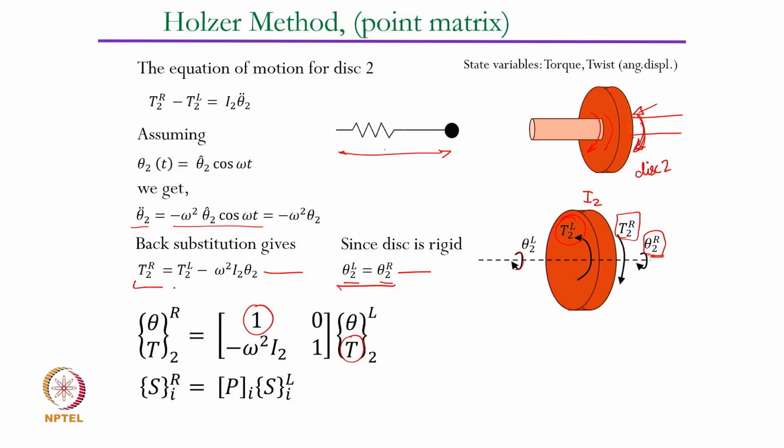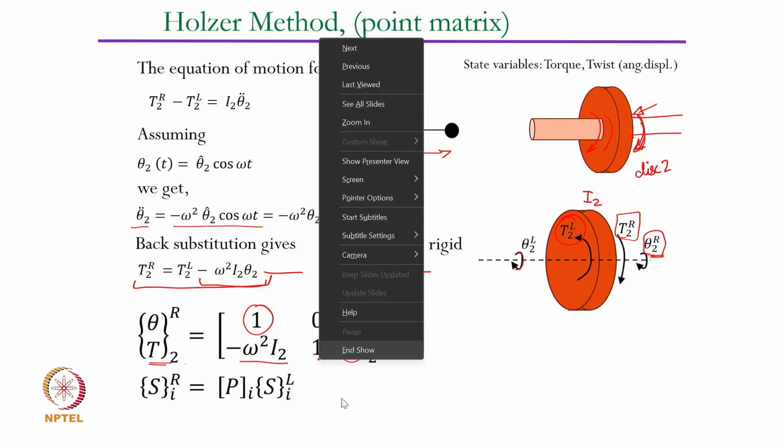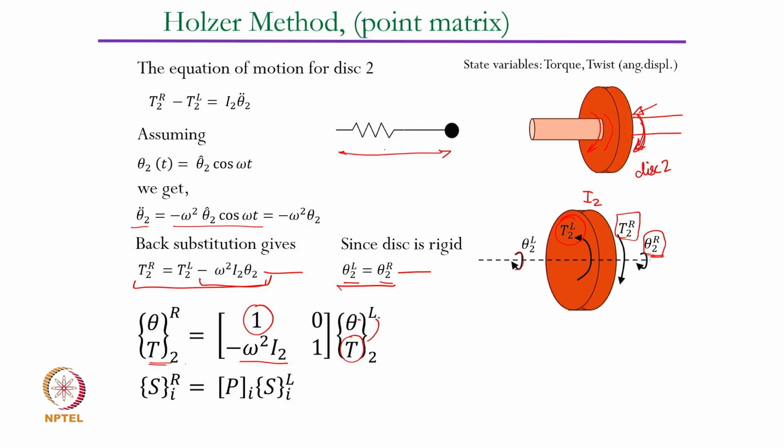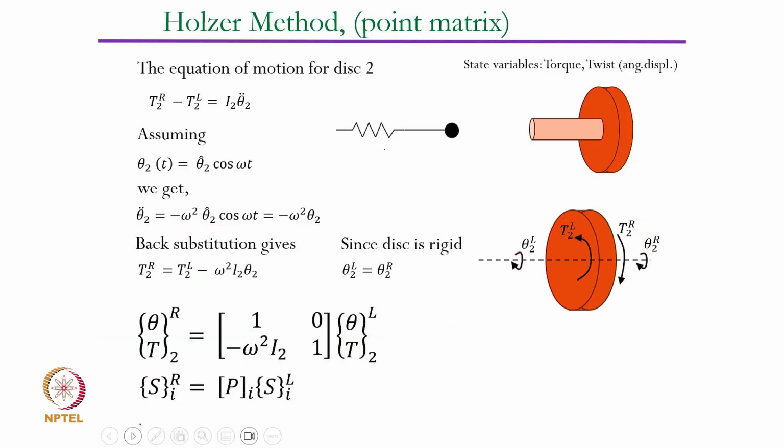Whereas this expression tells us that T2R and T2L are related through this particular term. So I can write T2R, which is the second value in this vector, equal to minus omega square I2 into theta plus T2L. So you can show that this equation and this equation can be written in a matrix form, which is represented here. And what are these theta and T? These are all the state variables.